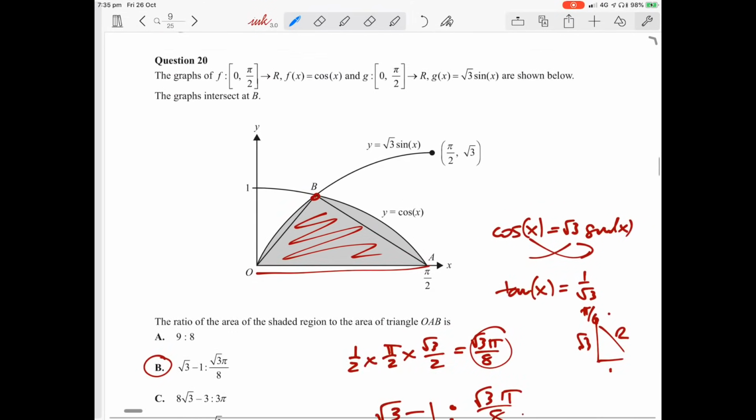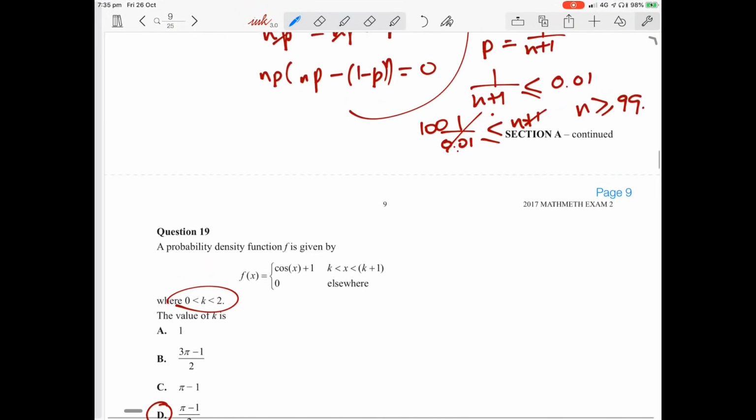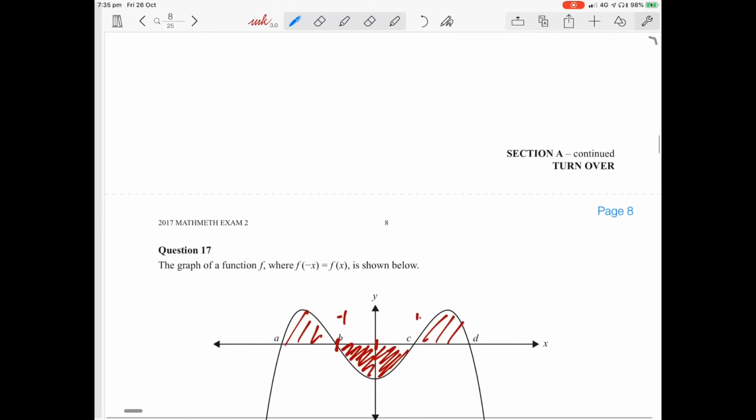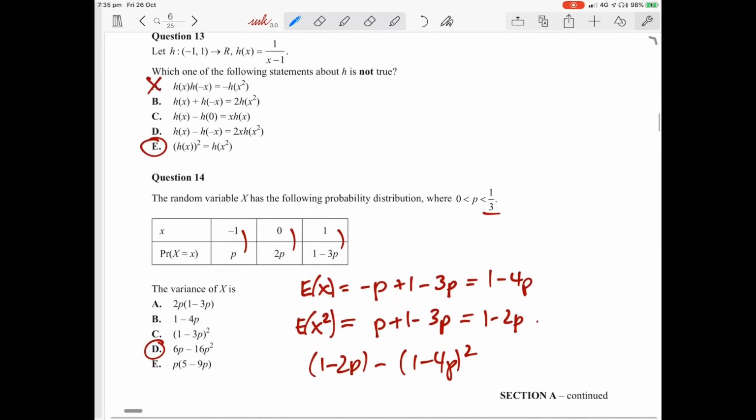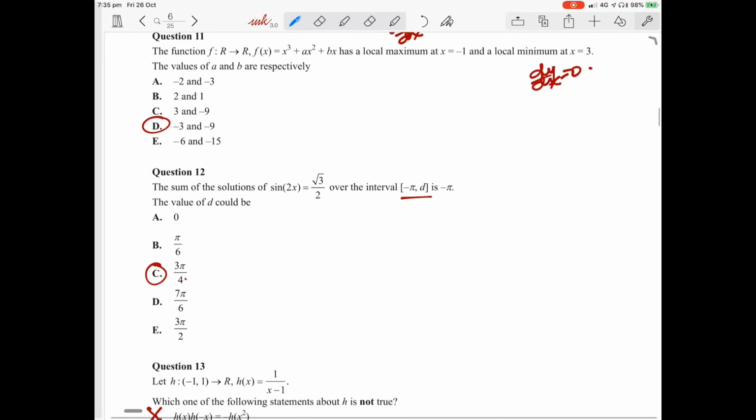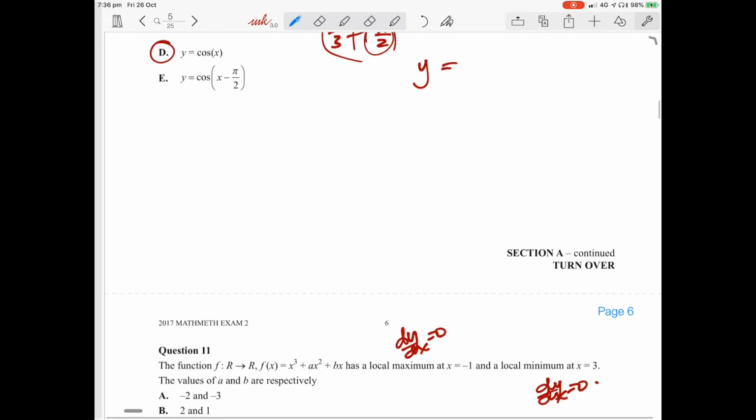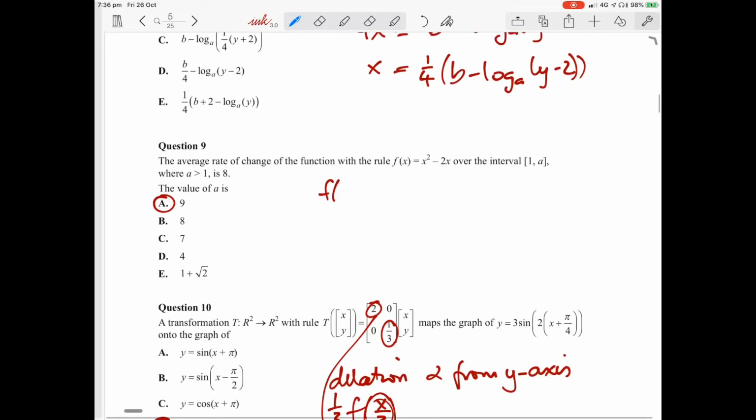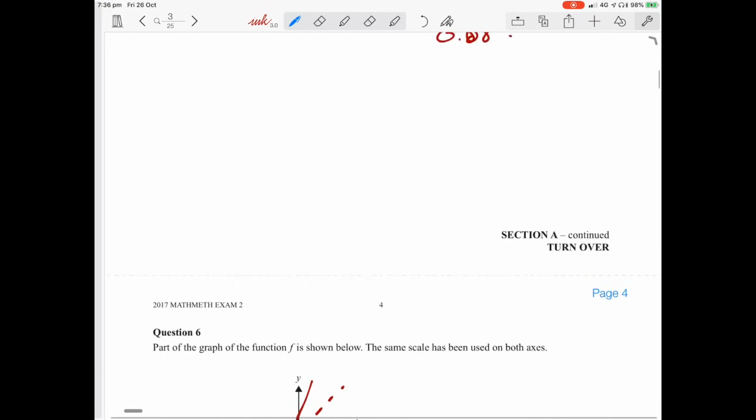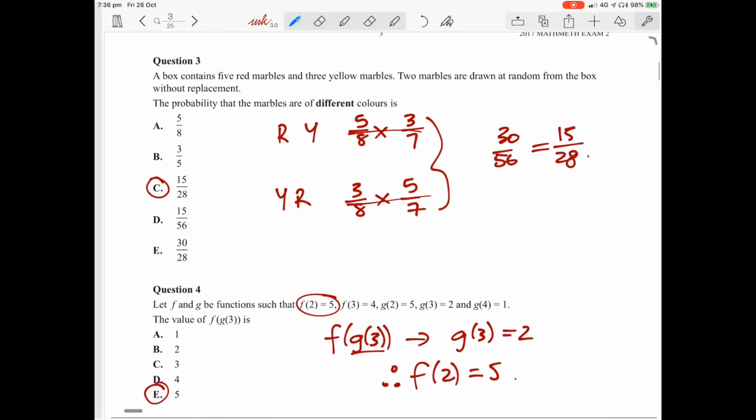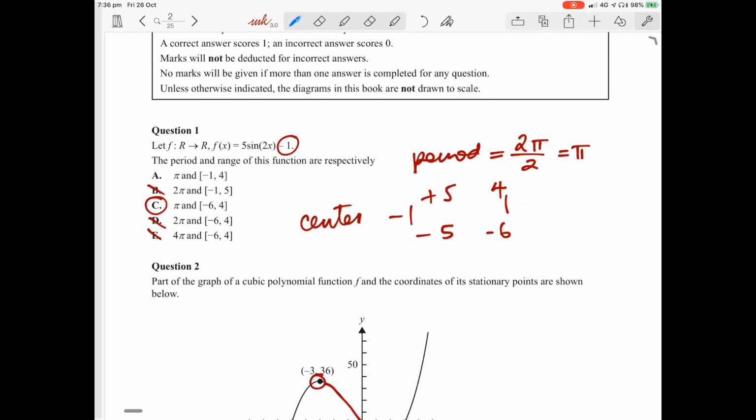Okay, so we've done 20. 20 was B, 19 D, 18 D, 17 D, 16 C, 15 B, 14 D, 13 E, 12 C, 11 D, 10 D, 9 A, 8 A, 7 B, 6 C, 5 A, 4 E, 3 C, what number is that? 2 D, 1 C.